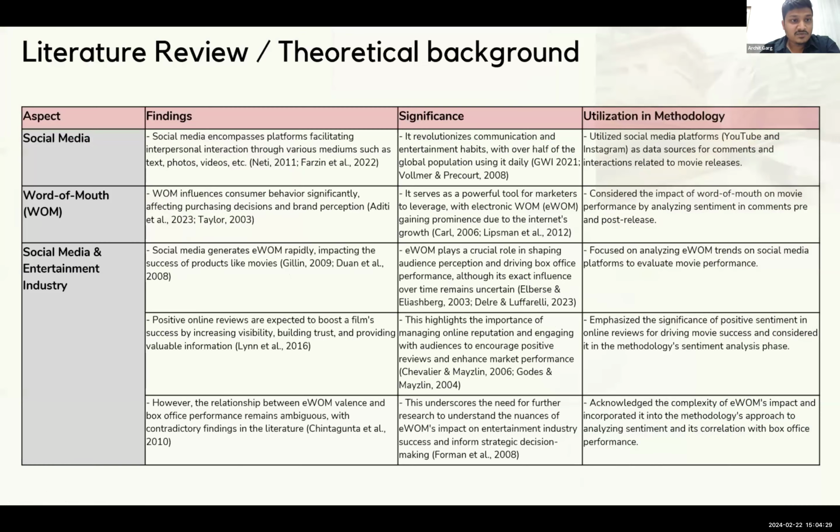Here is our literature review. We have seen certain findings around social media, word of mouth, and social media and entertainment industry engagement, to understand how the social sentiment is going and on what terms. We have certain findings, then we realize the significance and what utilization we can make in our methodology.